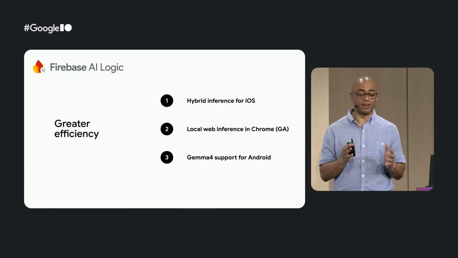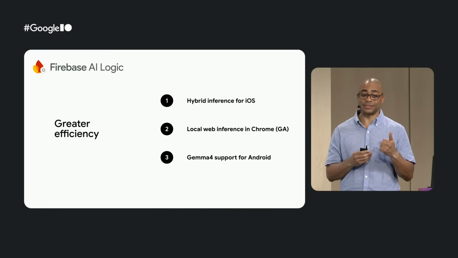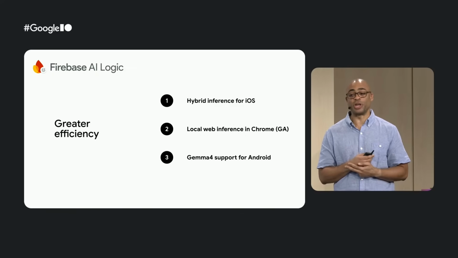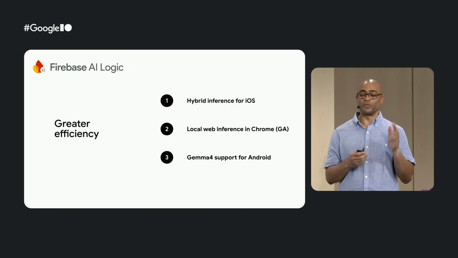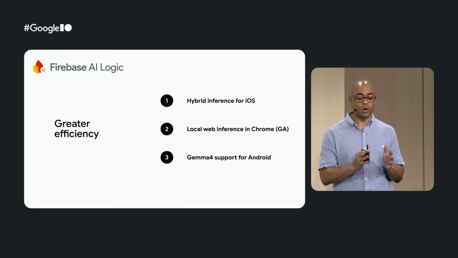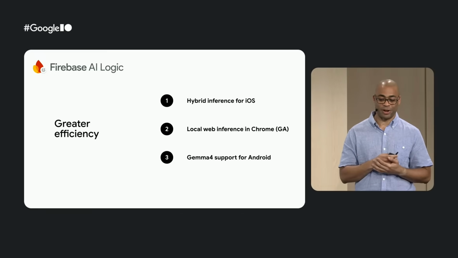And my personal favorite, local and hybrid inference across iOS, Chrome that's now generally available, and Android with Gemma 4 support. With Firebase AI Logic, you can implement AI features that run locally and can automatically fall back to the cloud when necessary.